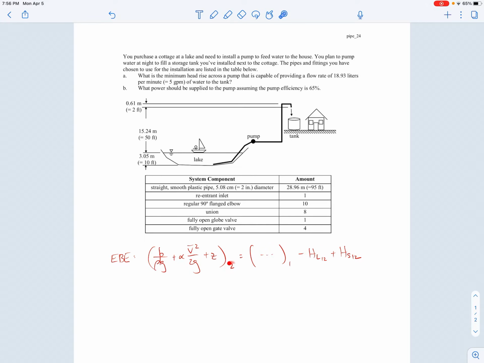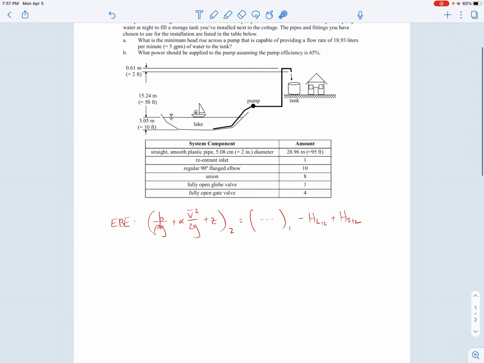So we need to identify our points 1 and 2 where we're going to apply the extended Bernoulli equation. So think about for a moment where we're going to put those points 1 and 2. Now keep in mind that what we're trying to do is find the head rise across the pump. So you'd want the pump in between those 2 points. And then usually when you choose the points 1 and 2, you want to put them at locations where you know a lot of information. So think for a moment where you would apply those 2 points.